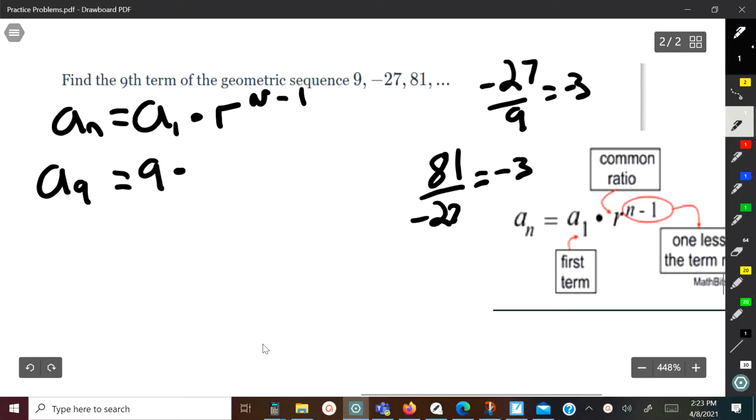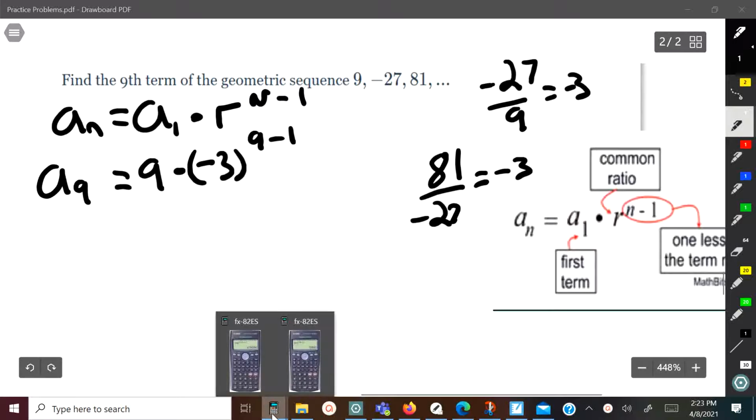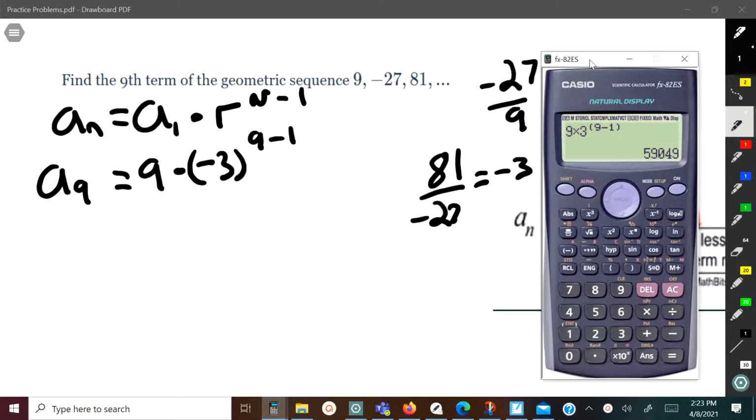So we put negative 3 in for the ratio. If it helps, put it in parentheses, raised to the n minus 1. The n is 9, minus 1. And then just type all of that into the calculator. Make sure I put that in parentheses.